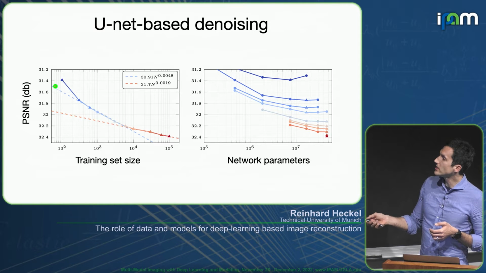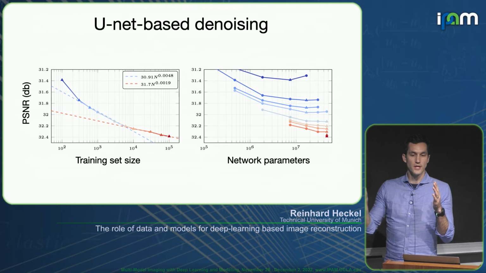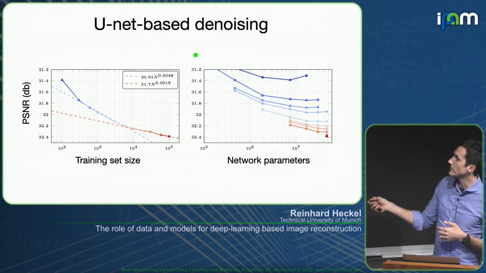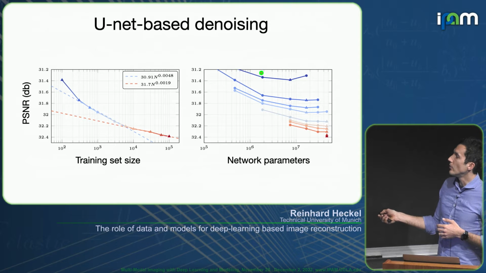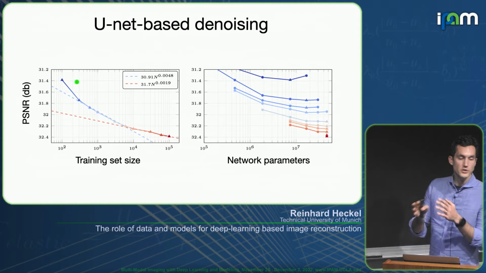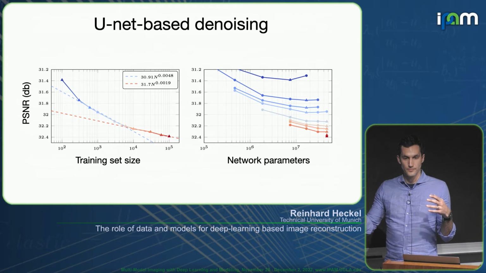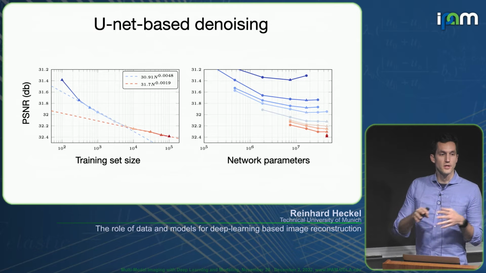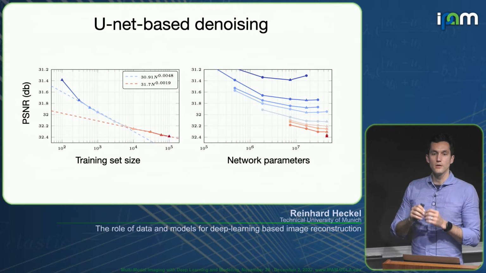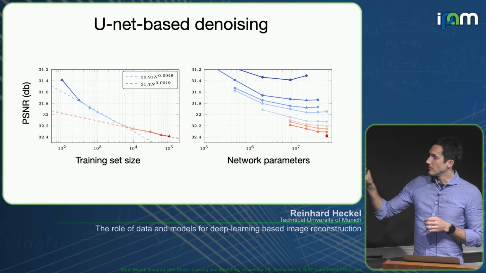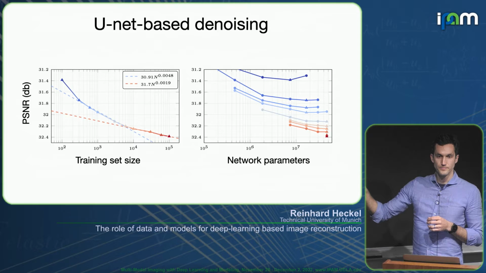For 100 images, we train different U-nets, so U-nets of different sizes, essentially, with different hyperparameters. Here you can see the sizes of the U-nets. And whatever U-net performs best, in this case this one, is going to be this particular point. So we make sure that as we are scaling the data set size, we are also scaling the model size. That's important, because there's a point of number of network parameters where we get the best performance for a given training set size.